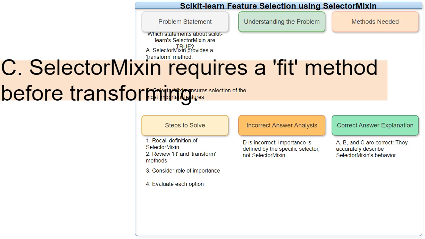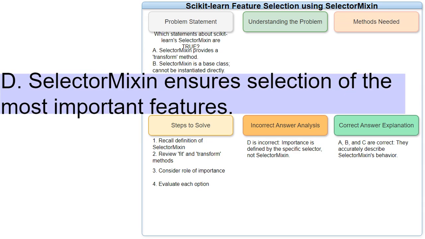This statement suggests that SelectorMixin needs a fit method before you can use the transform method. I'll check if it's accurate. This statement says SelectorMixin automatically selects the best features. I need to verify if this is true.